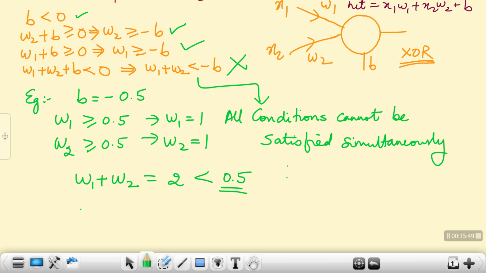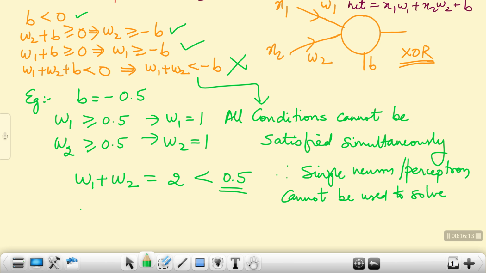Therefore, a single neuron or perceptron cannot be used to solve the XOR classification problem. Okay, a single neuron cannot be used to solve this classification problem.